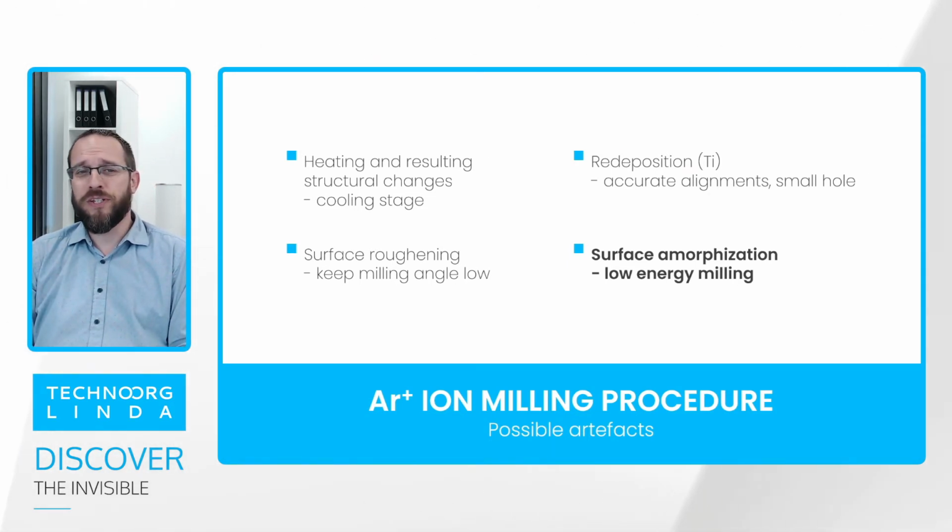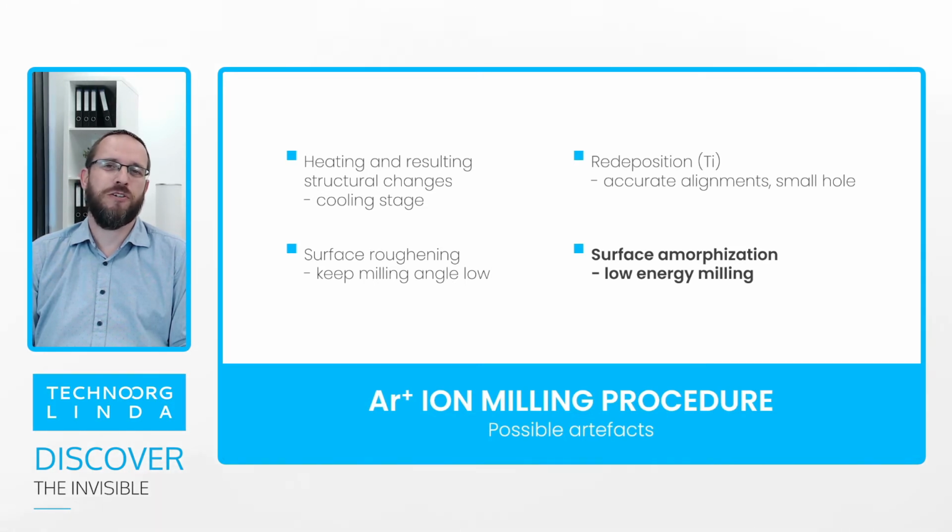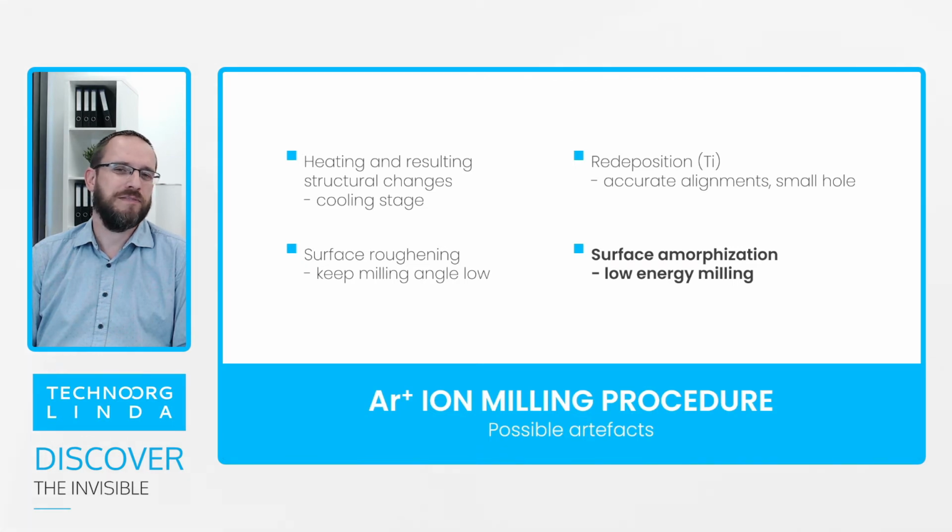The last point here is surface amorphization, and this will surely occur with a high energy ion gun. The only way to get rid of this problem is to use low energy ion cleaning, either by FIB or conventional argon ion milling. You will get this type of artifact, and especially for thin samples it is very disturbing and it needs to be removed.